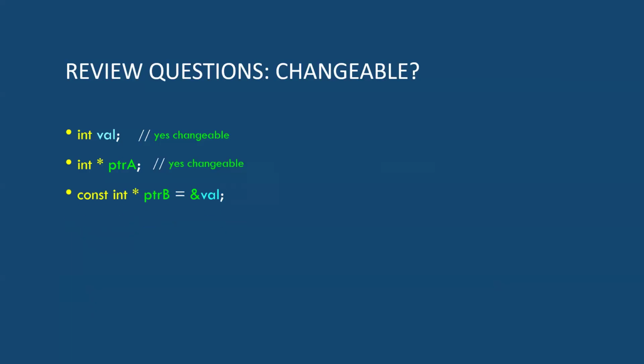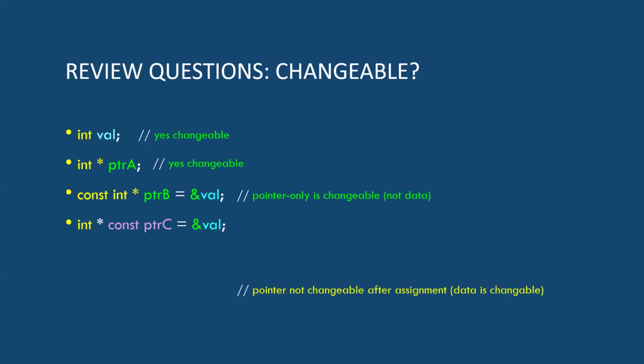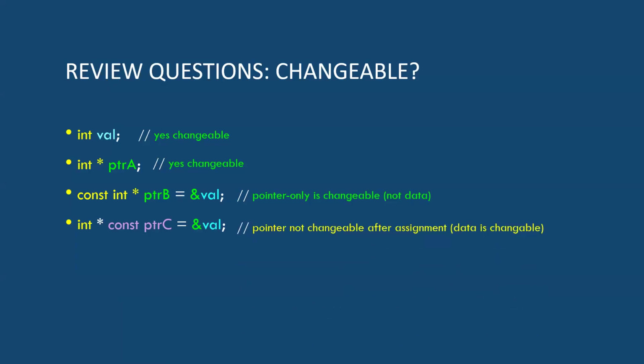Is this thing changeable? What aspect of PTRB is changeable? Constant data. So I cannot change this, but I can redirect this to point it at some other variable. That's perfectly fine. So only the pointer is changeable, not the data. Okay. And then here is that silly rhyme, const after star, leave the pointers where they are. So we cannot redirect PTRC to something, but we can change the data at the location it's pointing to. Okay.